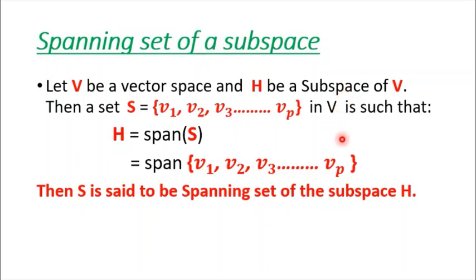So what do you mean by that? Any set of vectors in V, if it is spanning the subspace H, that means every vector of H can be written as a linear combination of these vectors, then you call this set as spanning set for the subspace H.